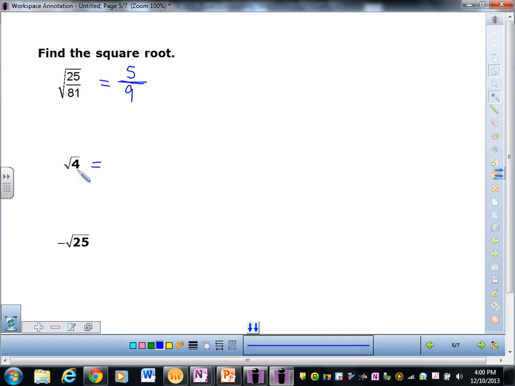And 4 is a perfect square also. What times itself equals 4? And the answer to that is 2. And don't forget you have a negative 1 here. So first we do what times itself equals 25, and the answer to that would be 5. And then don't forget you have your negative 1, so it's multiplied by negative 1, so you would have a negative 5 there.